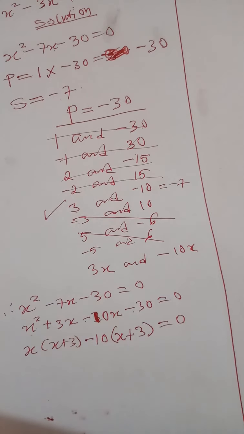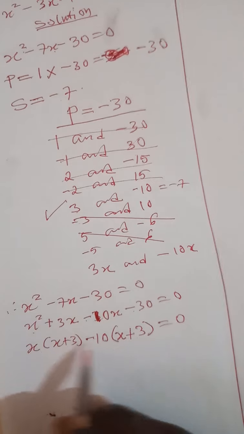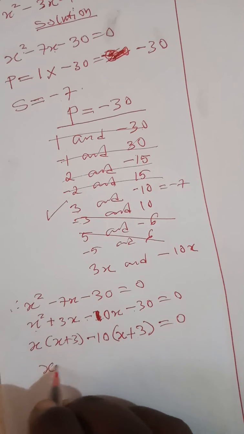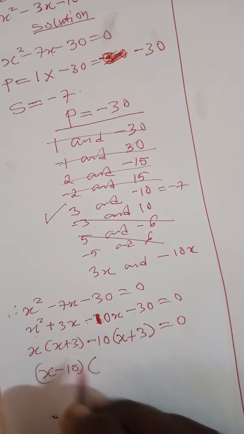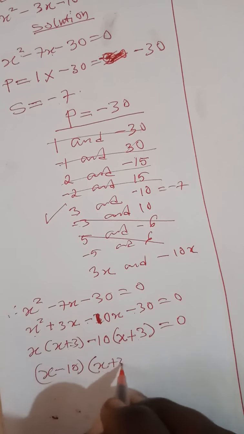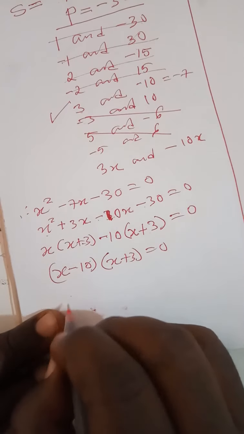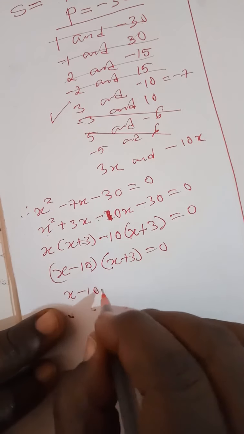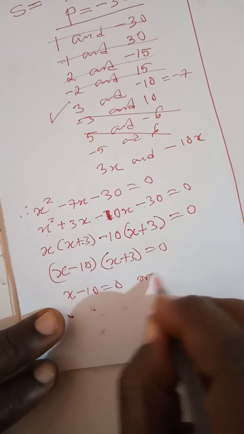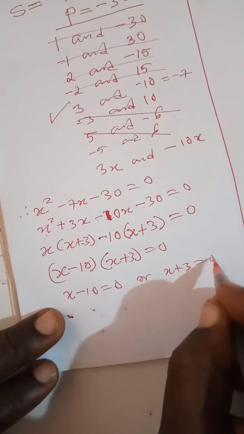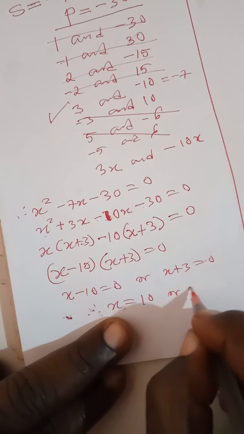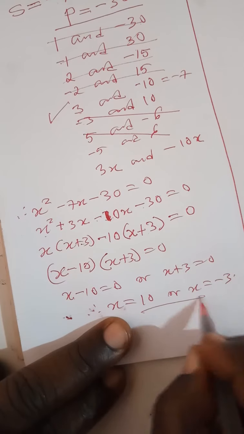Equal to 0. At this point, I have two similar factors here, so I can factor them out. So I can first of all write x minus 10, then x plus 3 is equal to 0. By our principle now, we are going to say either x minus 10 is equal to 0 or x plus 3 is equal to 0. So that means that x here is equal to 10 or x is equal to minus 3. That's it. I've solved this.